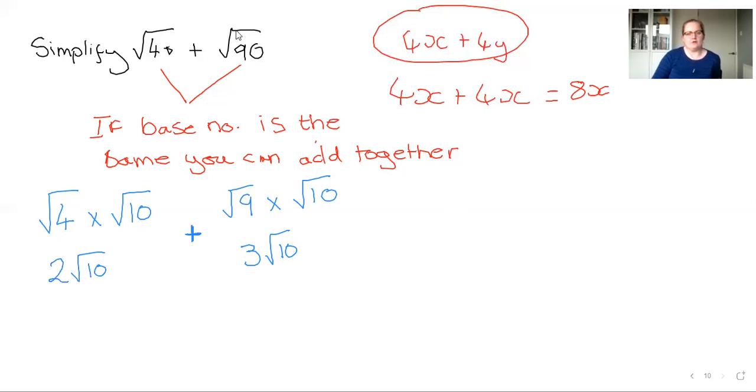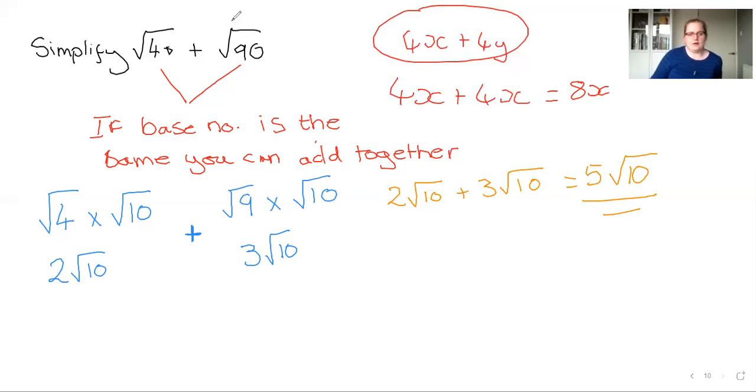If I write this up in another colour at the side, our equation now stands at 2 root 10 plus 3 root 10. Can we simplify this more? Yes, because now our base numbers are the same. Before we couldn't do anything. We couldn't add 40 and 90 together because they were different base numbers. Now we've got 10 and 10. They're our same base numbers. It's like this algebraic equation. We've got 2 lots of root 10, 3 lots of root 10. So together we have in total 5 lots of root 10. And that would be our correct answer.